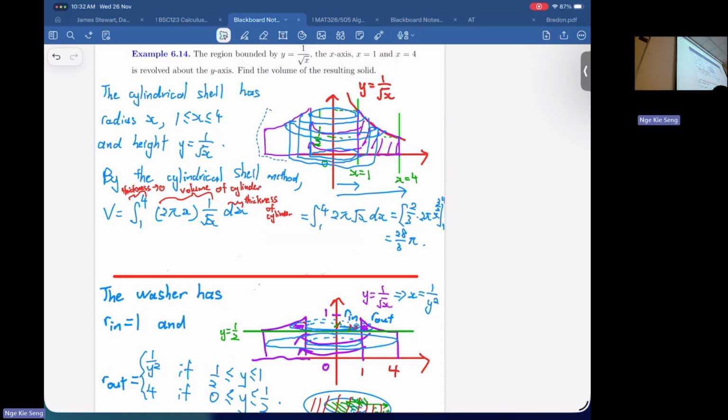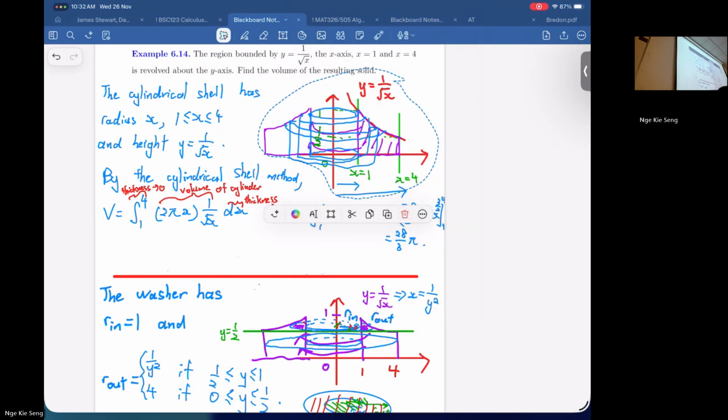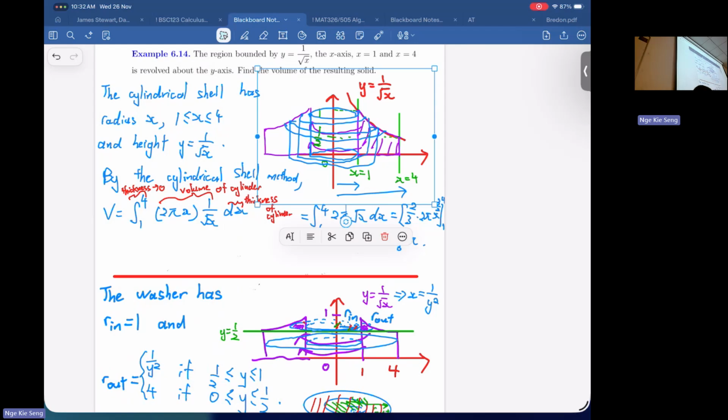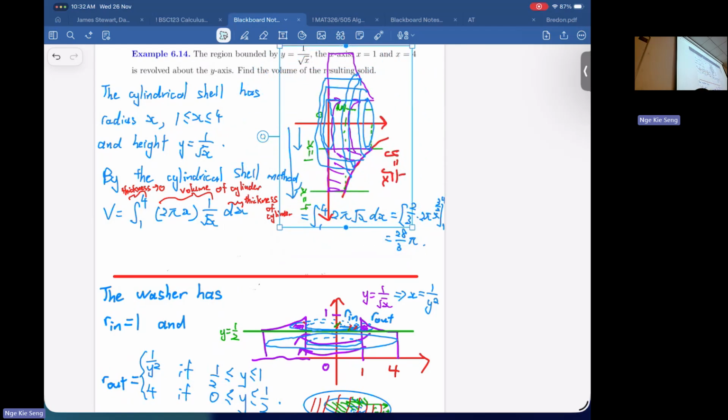So let's say I ask this question a little bit differently, maybe I ask it to revolve in another direction. Okay, so let's say I ask in a different direction, so revolve around the horizontal line like this, then this cylindrical method will become in the y direction already. Okay, it's in the y direction. Okay, does it make sense?